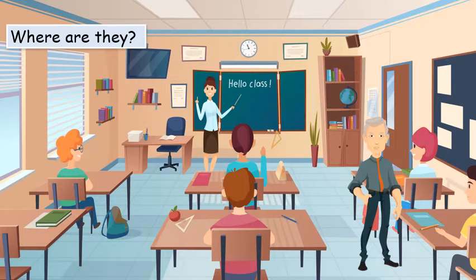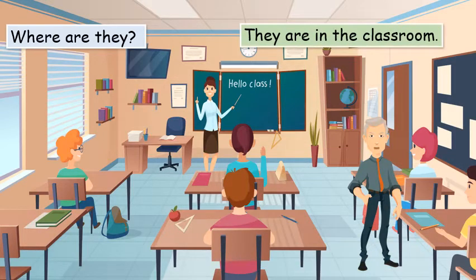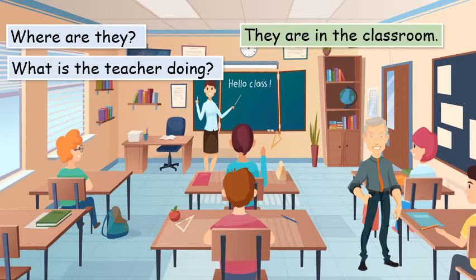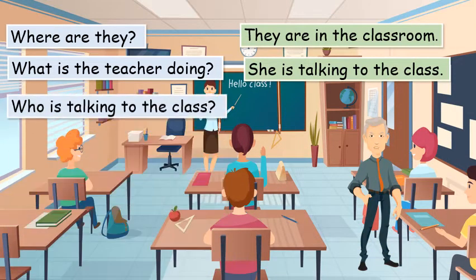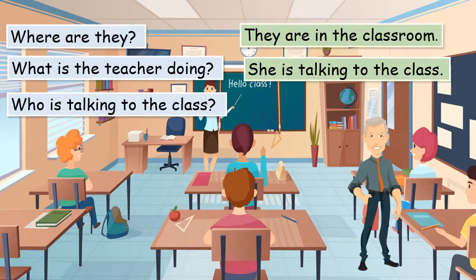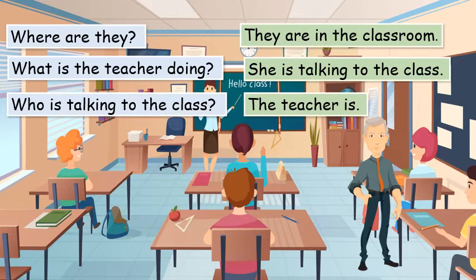Where are they? They are in the classroom. What is the teacher doing? She is talking to the class. Who is talking to the class? The teacher is.